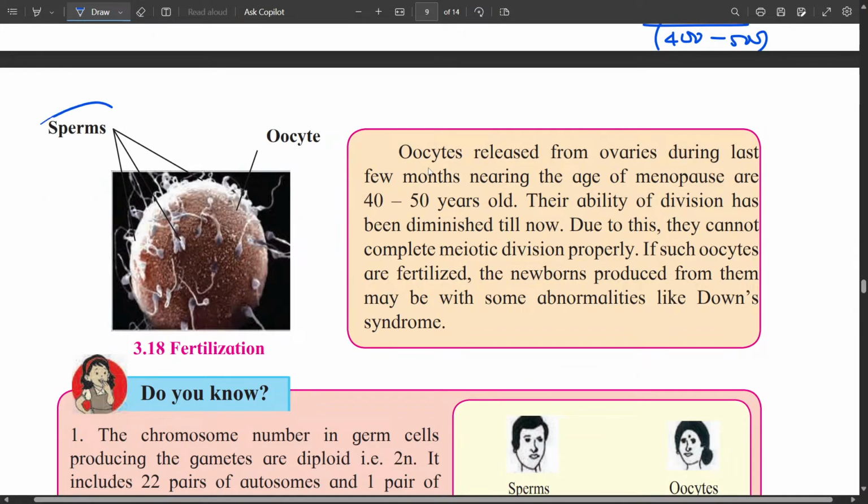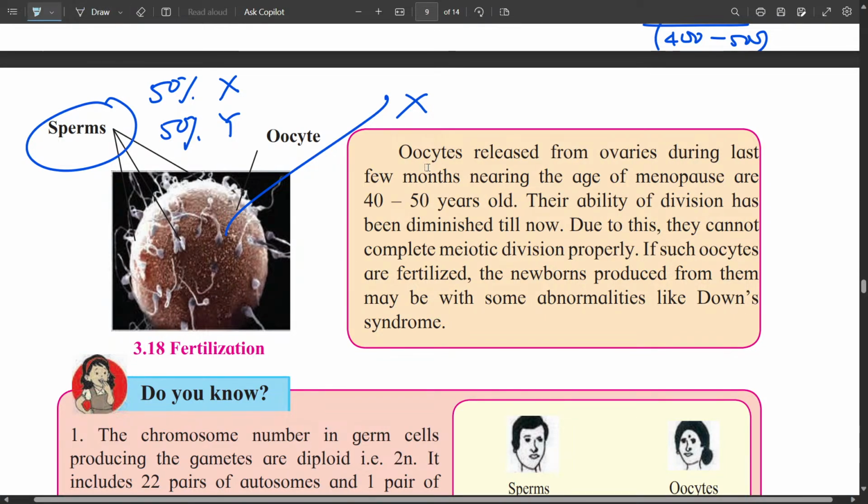Here you can see millions of sperm. 50% of sperm carry the X chromosome, 50% carry the Y chromosome. The oocyte always has the X chromosome. Out of these millions of sperm, only one sperm is able to fertilize the oocyte.